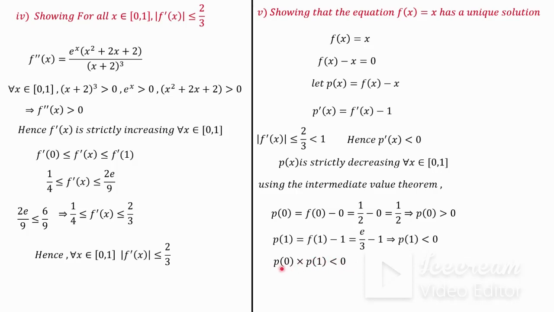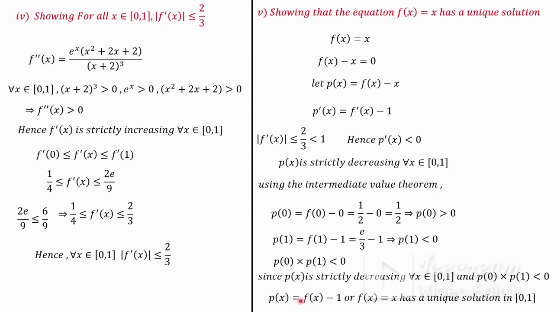Since p of 0 times p of 1 is less than 0, we can conclude that there exists at least one value on the x-axis in the interval 0 to 1 where this function p of x is decreasing. That is, once this function is decreasing, it will touch the x-axis at least once in the interval 0 to 1. Since p of x is strictly decreasing for all x in the interval 0 to 1, and p of 0 times p of 1 is less than 0, we conclude that p of x equals f of x minus x, that is f of x equals x, has a unique solution in the interval 0 to 1.